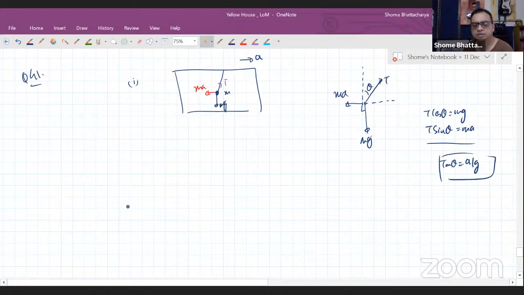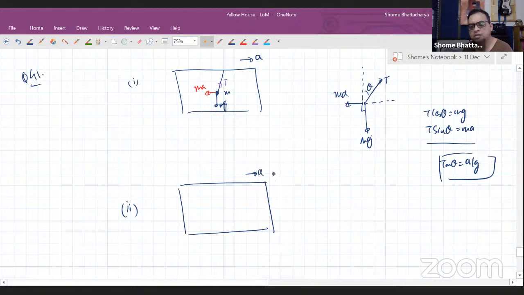Okay. Now similarly in the second part, you have to find the condition that on a smooth inclined plane, an object is kept and it does not slip. So what is happening? The same car moving with an acceleration like this. How come an object kept on an inclined plane will not slip? Because of pseudo force. So that means the inclined plane must be like this. If it was the other way, then it would definitely slip.